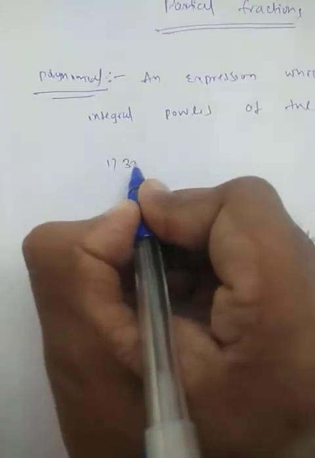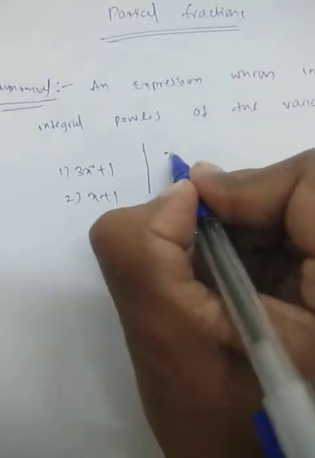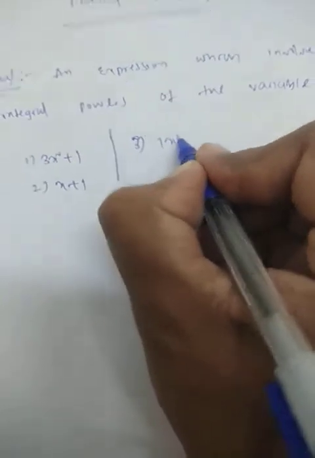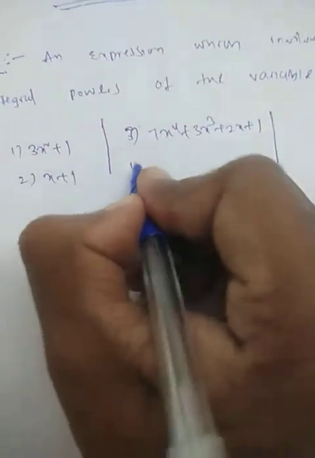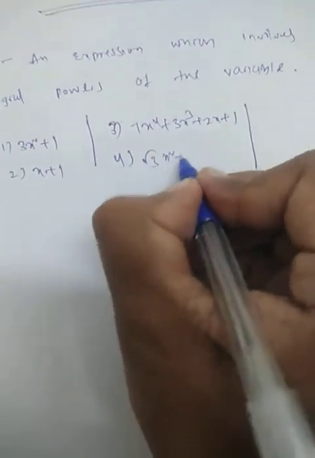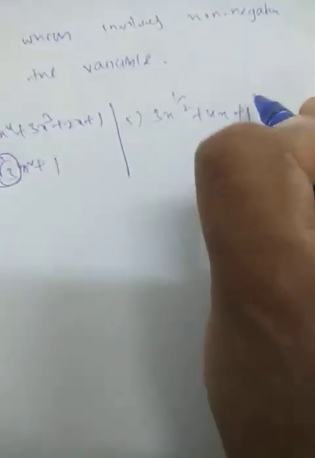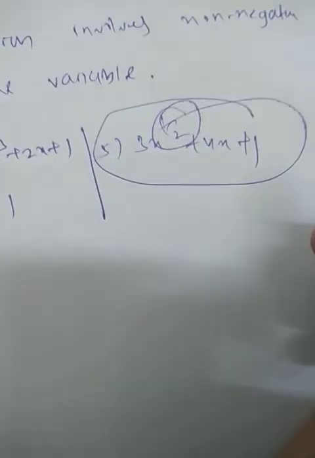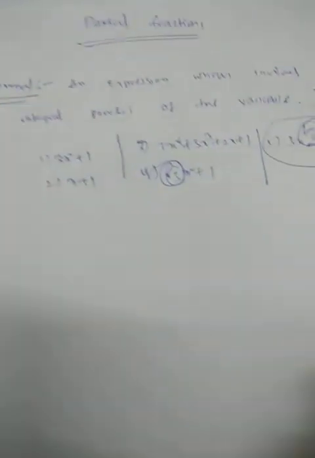Examples are 3x square plus 1, x plus 1, 7x power 4 plus 3x cube plus 2x plus 1, fourth root 3x square plus 1. Don't think that here root 3 is there. One more example I wrote, 3x power 1 by 2 plus 4x plus 1, just for your understanding. This is not a non-negative integral power. Non-negative integral power means all positive integers including 0 only: 0, 1, 2, 3, 4 and so on. So this is all about the polynomial.